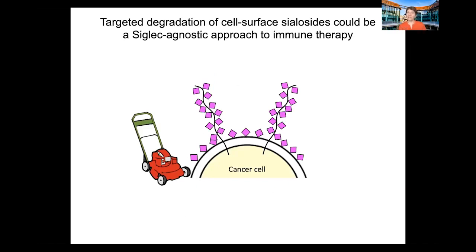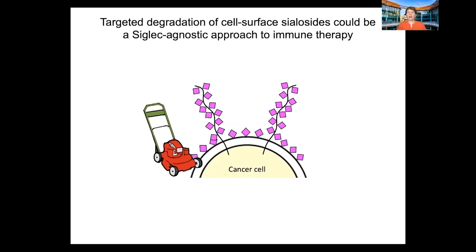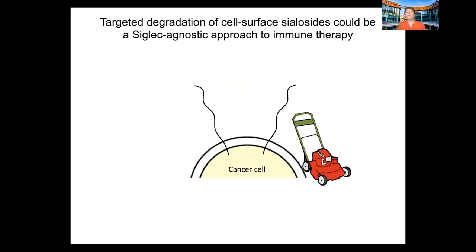So we had the idea of developing what my students would call a molecular lawnmower that we could target to the cancer cell and which would degrade the sialosides along the surface of the cancer cell and just mow them right off. And if we could do that to the cancer cell, we would deprive it of its ligands for any and all Siglecs, regardless of the Siglec or the immune cell that it populates. So how do you target a lawnmower to a cancer cell?